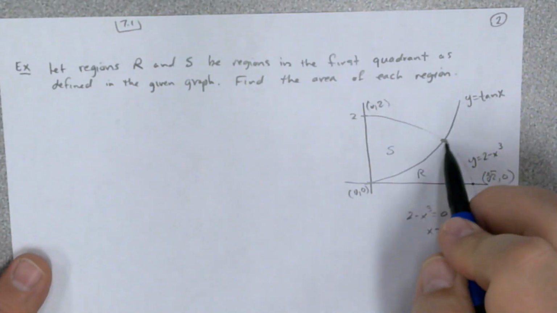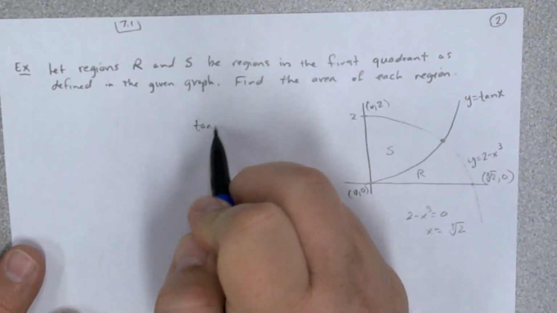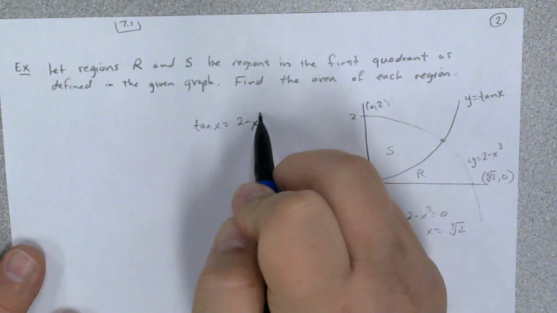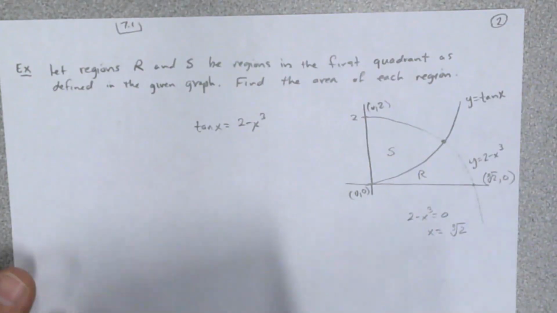But what about that one? Well, that one up there is when the tangent of x is equal to 2 minus x to the third. So you can see that that's a little bit more involved. You cannot do this by hand. You'd have to do this on the calculator.